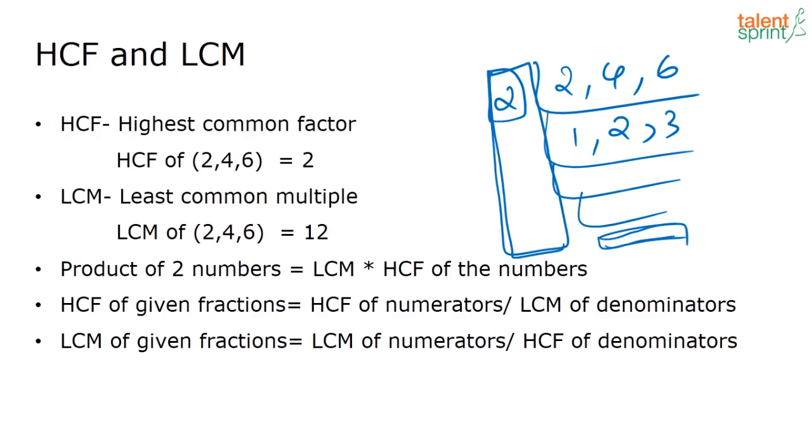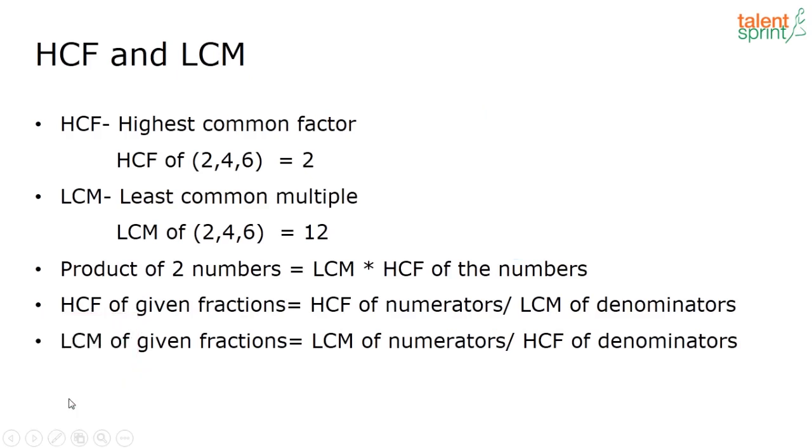Now 2, 4, 6 is very easy. You can do it in your mind itself. But I am talking about bigger numbers. Use the long division method to find the LCM and HCF of bigger numbers which you cannot easily calculate in your mind. So what is HCF? HCF is the highest common factor.